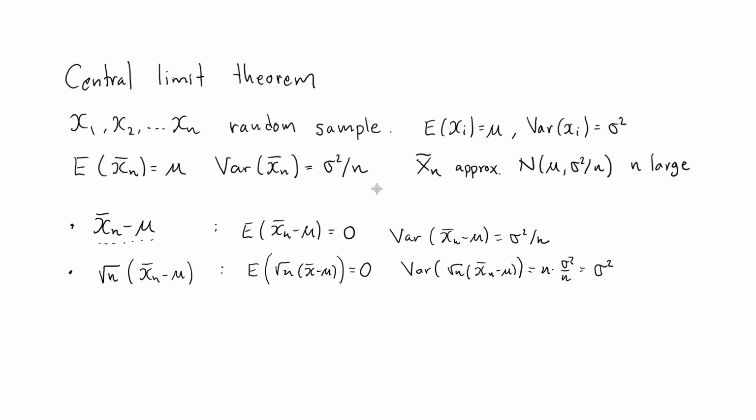That's the important part. If we look at this sequence, it's a sequence of random variables where the variance gets smaller and smaller because we divide by n. If we look at this blown up sequence where we pre-multiply by square root of n, we will actually have a sequence of random variables where the variance stays constant.